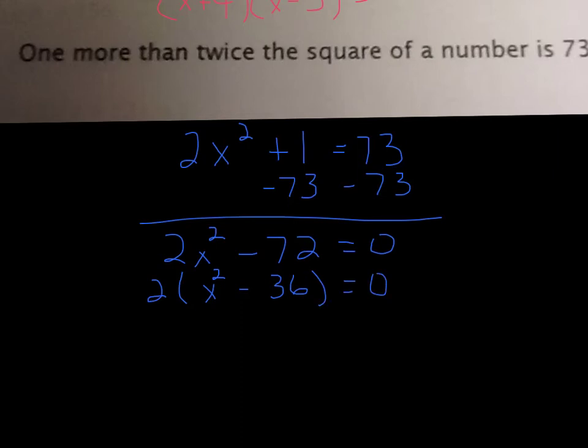Okay, so now hopefully you're noticing here we have a difference of two squares. Okay, so you end up with 2 times x plus 6 and x minus 6 equals 0. Okay, well, when you work this out, right, you're going to set each of the factors equal to 0. See if I can move this all.